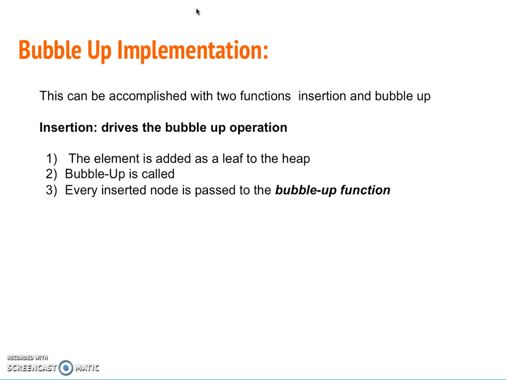Now that we understand what a binary heap is and how long it takes to create one, we can look at the implementation. One way to create a heap uses a bubble up method. The bubble up method includes two parts, insertion and bubble up. Insertion is used to add a value at the bottom of the heap. Insert then calls the bubble up sorting function on the inserted node.